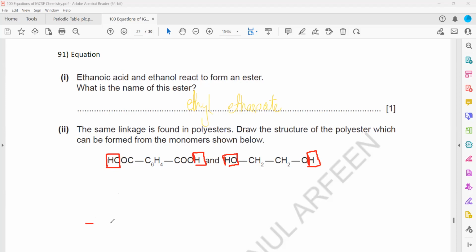So this will be CO, meaning C double bonded with O. Then there will be C6H4. Then this will be the ester, C double bonded with O and O. Then OH is being removed, so this will be CH2, then CH2, and then O will be there. So on one side we remove OH, on the other side H. OH, H. Or you can do it the other way around. Is it clear? Yes, sir.